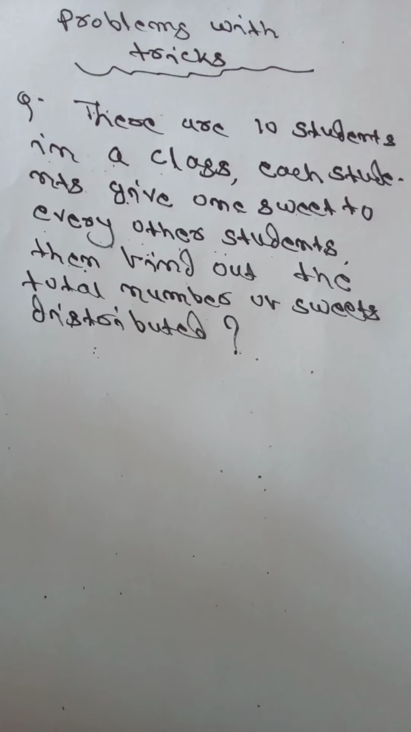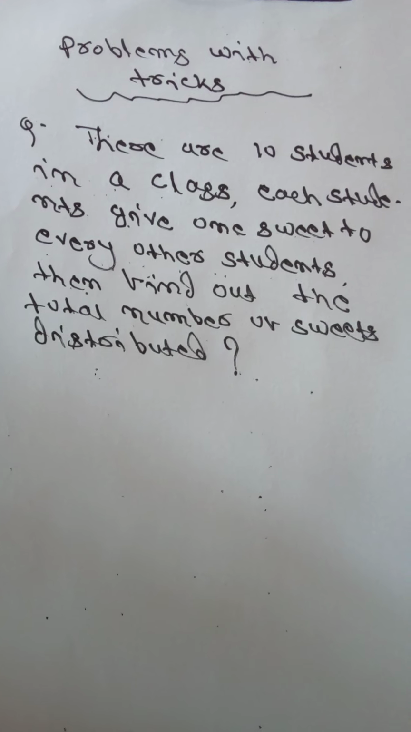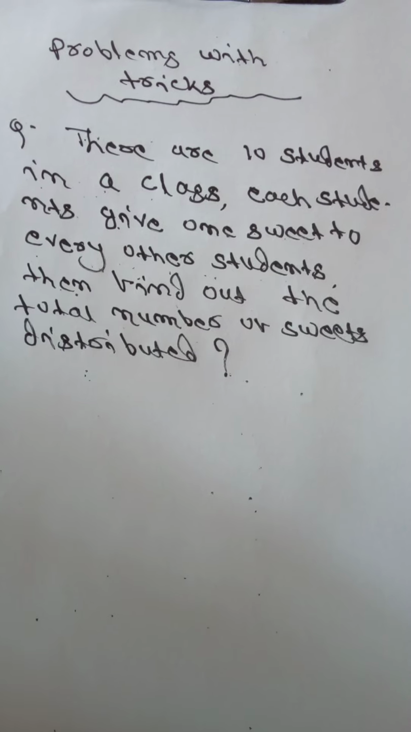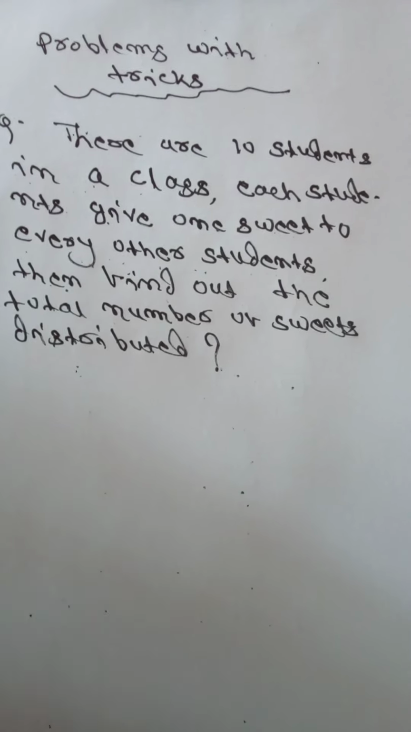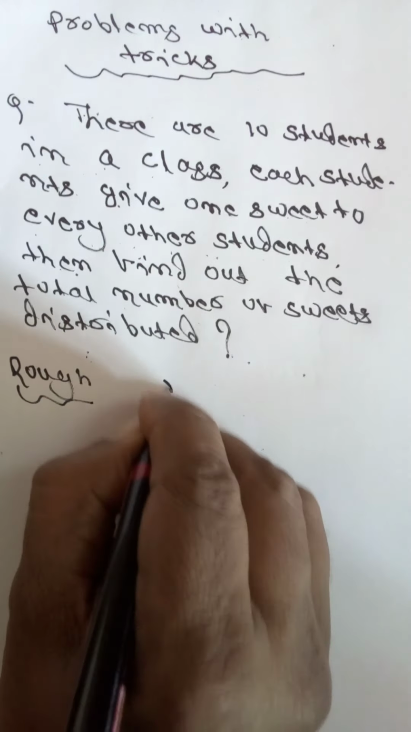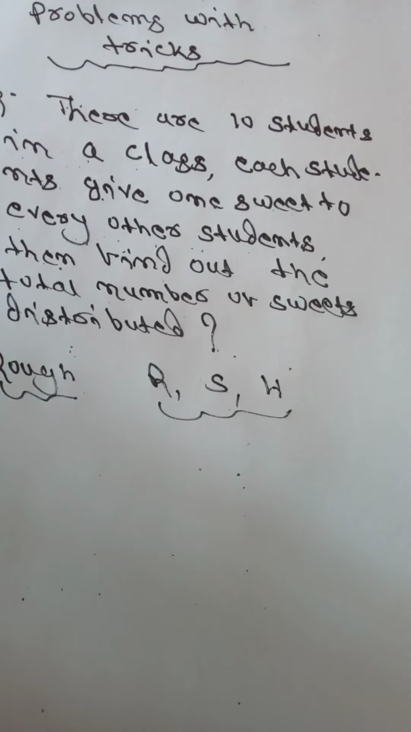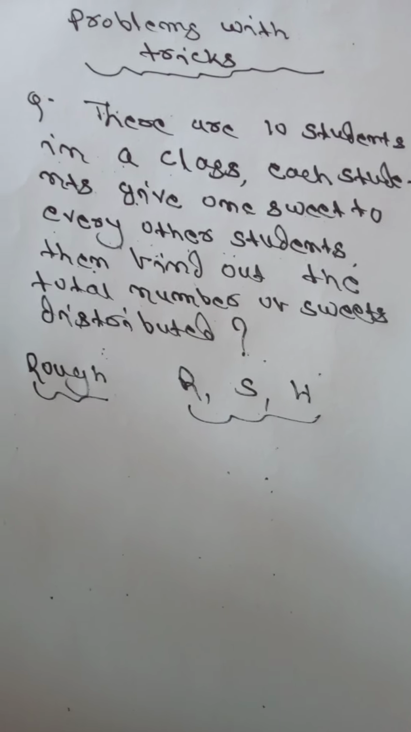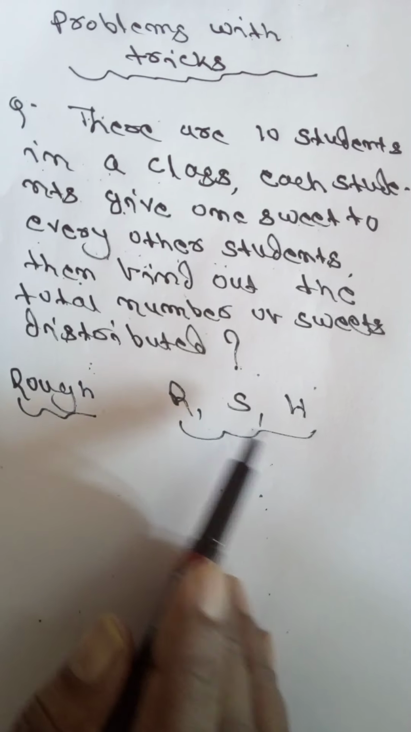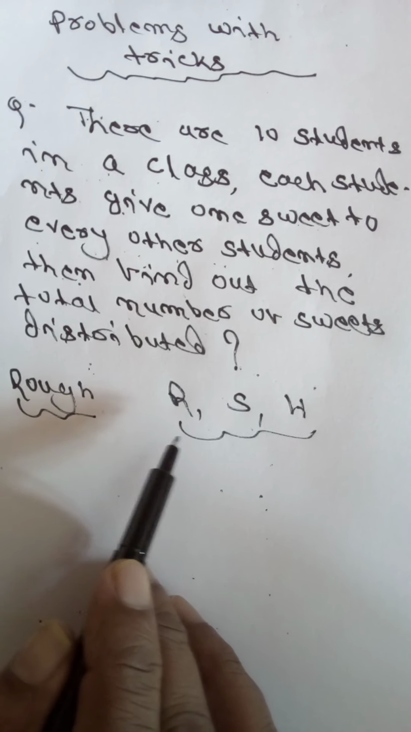Just listen to what I am telling now. There are 10 students in a class. Each student gives one sweet to every other student. Suppose, take a simple example. Suppose there are 3 students, Ram, Sam and Hari. It's a rough calculation before solving the problem. Each student gives one sweet to every other student.